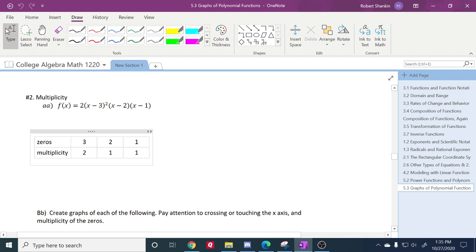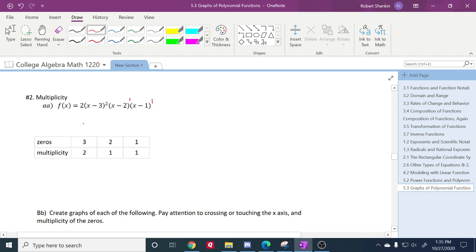But this is the new idea, the multiplicity of the zero. These two are what we call multiplicity 1, and it corresponds with this unwritten exponent of 1 here and here. And this has an exponent of 2 on its zero, so it's of multiplicity 2. When you rewrite it in exponent form, the exponent is the multiplicity corresponding to that zero.